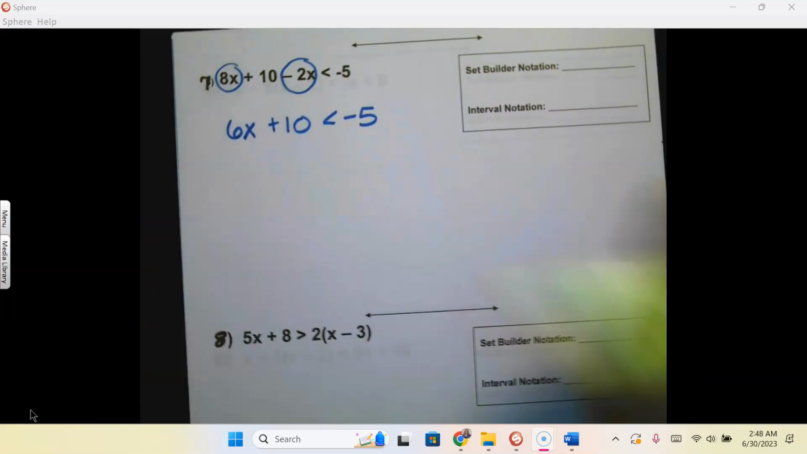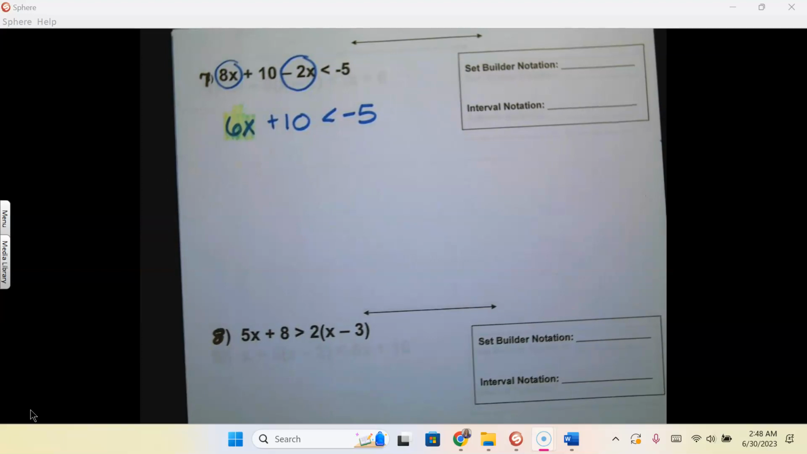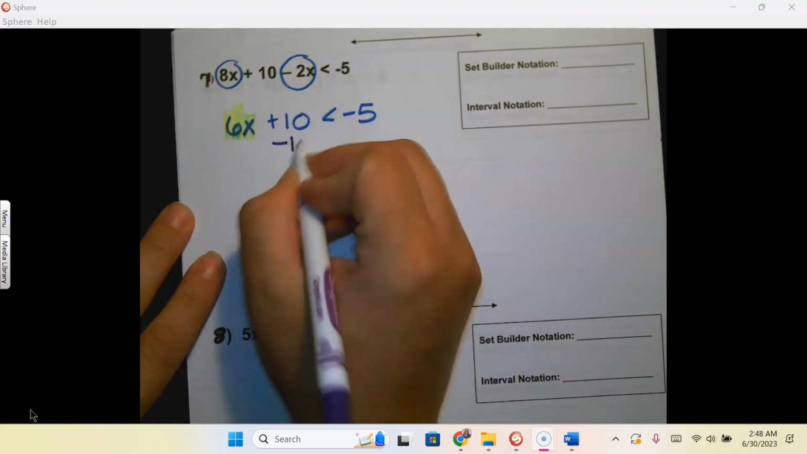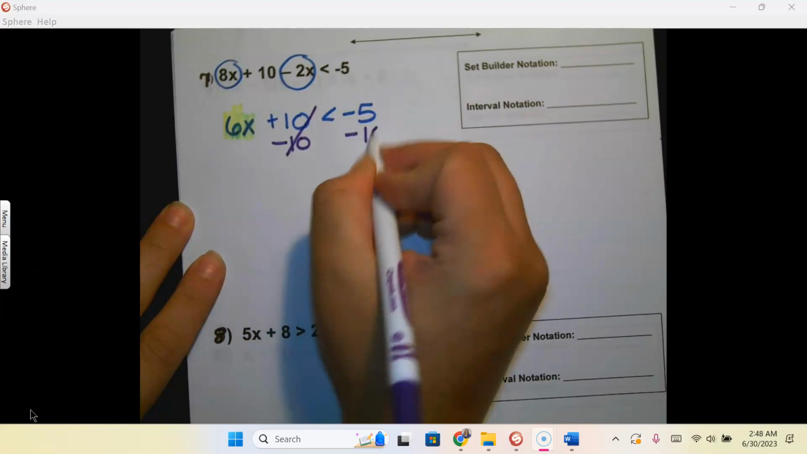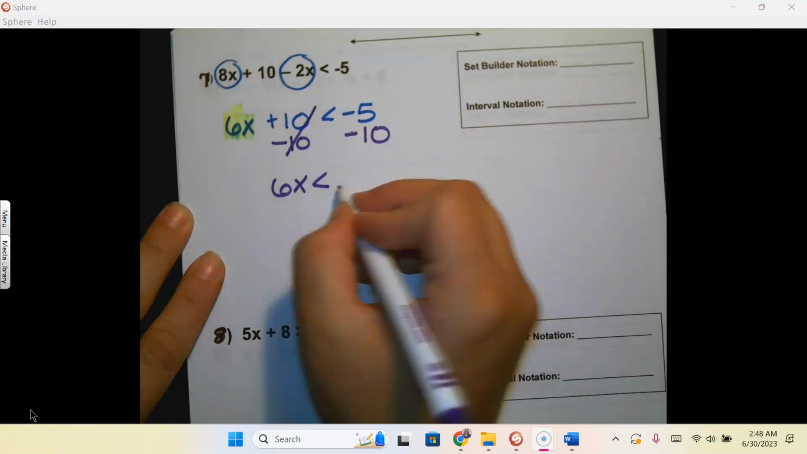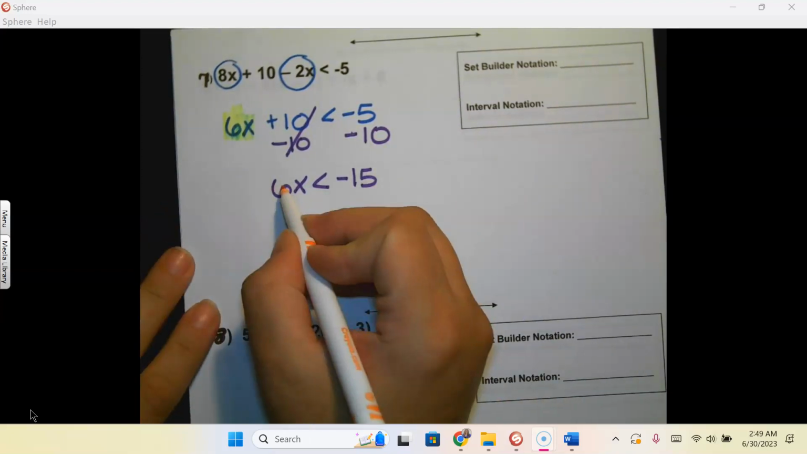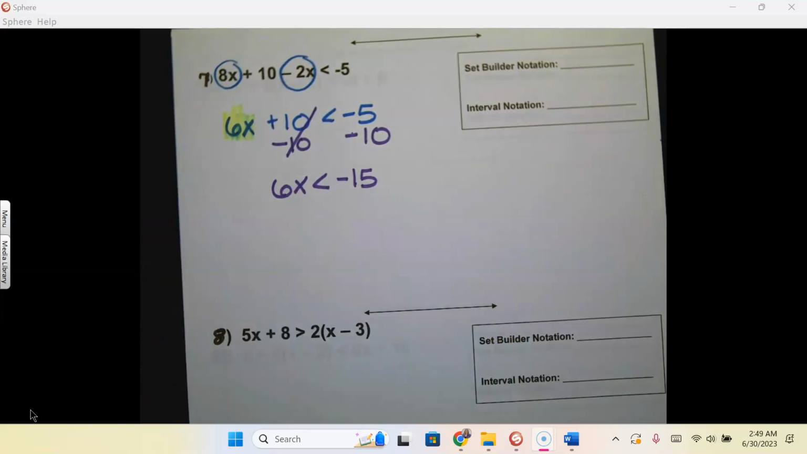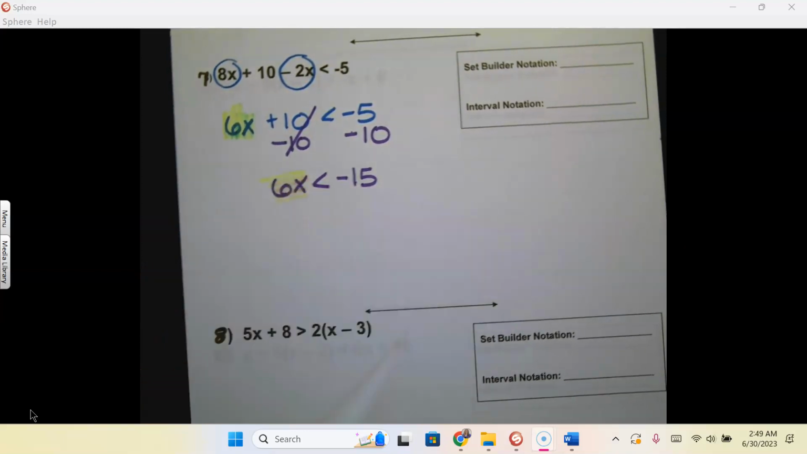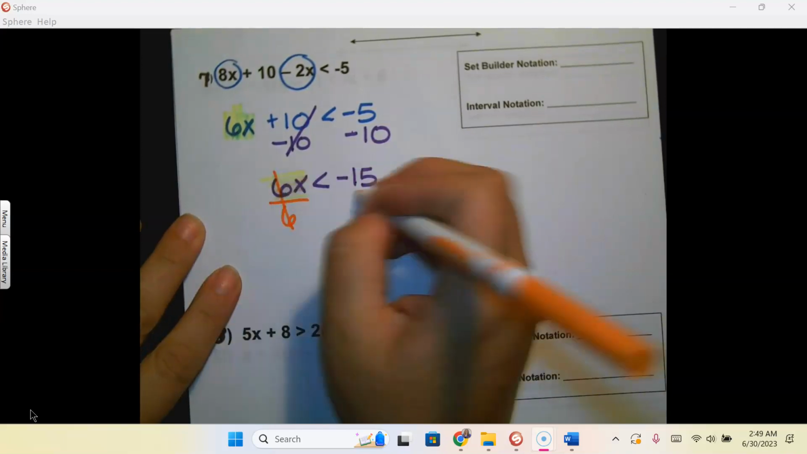And then we want to get the variable, the 6x, all by itself. So to get rid of that 10, we need to make it 0. So subtract 10 on both sides. -5 minus 10 is -15. And then to get rid of this number next to the x, when this is all by itself, that is when we divide. So we're going to divide both sides by 6.